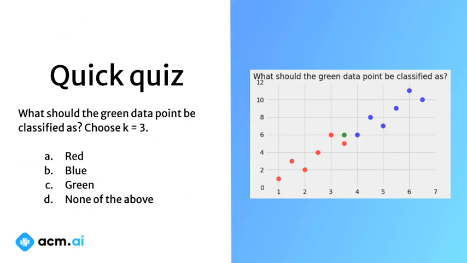So just to check, and we have candy if you want to answer this. We're going to say our new point, our new cat or dog, is this green point. What should the green data point be?